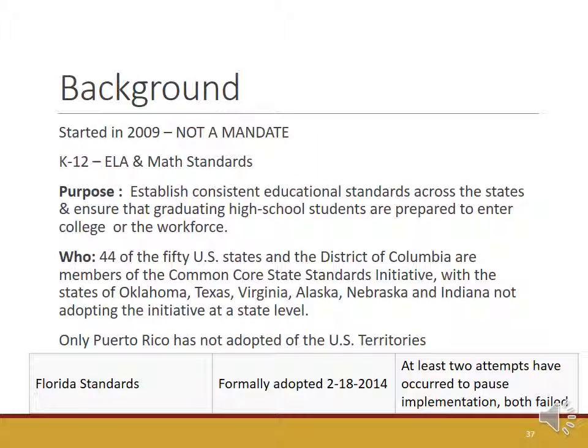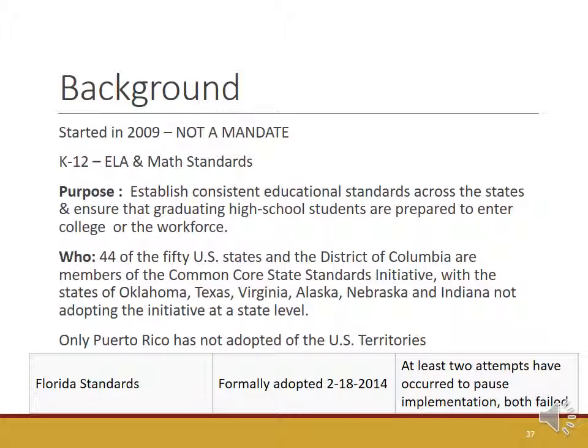So the Florida standards are Florida's response to Common Core. So they adopted Common Core in 2014, and then they made standards for it. And that's where people start being a little contentious about this, because prior to this, consistent education across the states, yeah, that makes sense. Preparing students for college, yes, that makes sense. How we go about doing that, though, is where people start getting a little contentious.